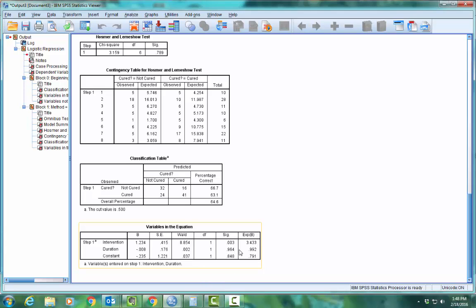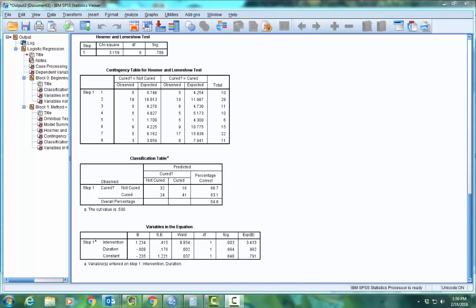And so if we want to look at effect size, we would look at our exponentiated B, which is our odds ratio. What we would do here is subtract 1 and multiply it times 100 to get the percentage. And if we did that, you would see it's very large: if you received an intervention, you were 243% more likely to be cured. When you're looking at these, if it's above one, then it increases the likelihood. As the predictor increases, the odds of the outcome occurring increase. And if the number is below one, as the predictor increases, the odds of the outcome decrease. So there's a negative relationship there.